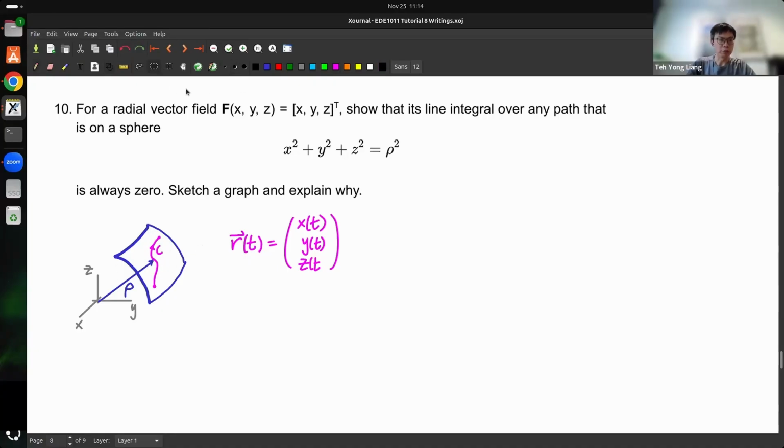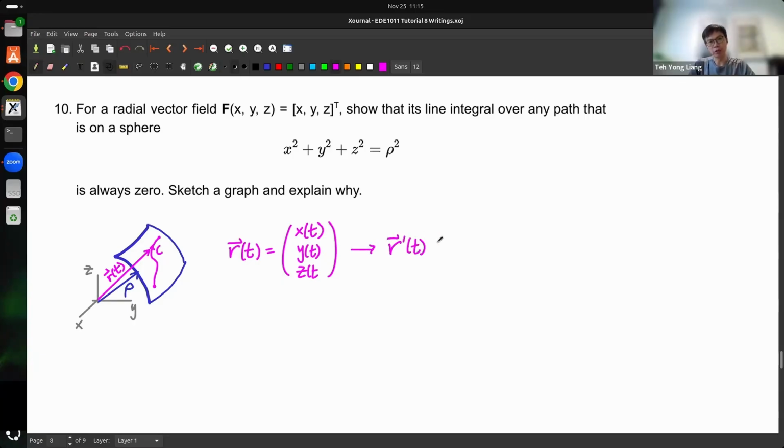Let me move this radius a little bit away, then draw an arrow pointing to the path C. This is your R of t. In 3 dimensions, your R of t is equivalent to x of t, y of t, z of t. Of course, we need to compute the velocity vector from this parameterized path. So we differentiate and get r prime of t, which gives us x prime of t, y prime of t, z prime of t.